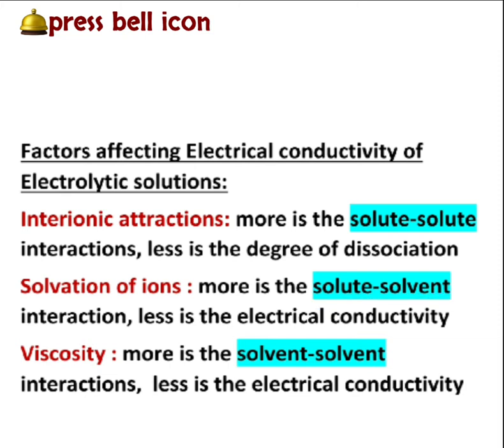The third parameter is viscosity. Viscosity directly depends on the solvent system. The more the solvent-solvent interaction, definitely the electrical conductivity is going to be less. Is it okay? So these are basically the factors which directly affect the electrical conductivity of electrolytic solutions, right? These are certain basic concepts of electrochemistry.